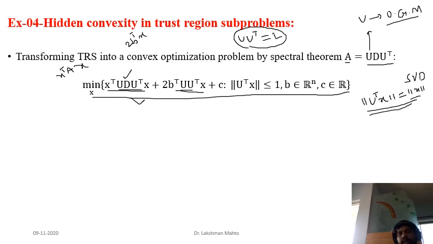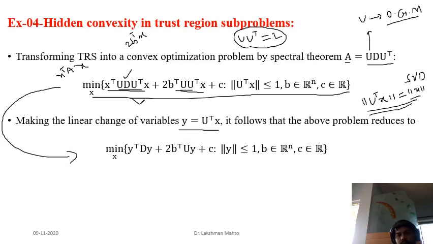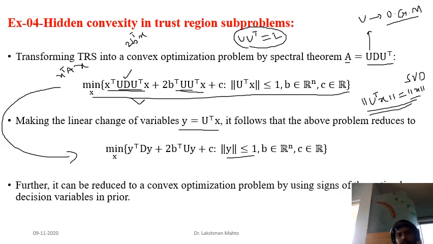D contains the eigenvalues of A as its diagonal elements. So definitely A may have non-negative eigenvalues as well as non-positive eigenvalues, that means some negative eigenvalues as well. So we make a linear change of variable, y equal to U transpose x, and then it will take a very simple form: we need to minimize y transpose D y plus 2 b transpose U y plus c, where y is coming from this unit ball. So this problem is again not a convex problem.